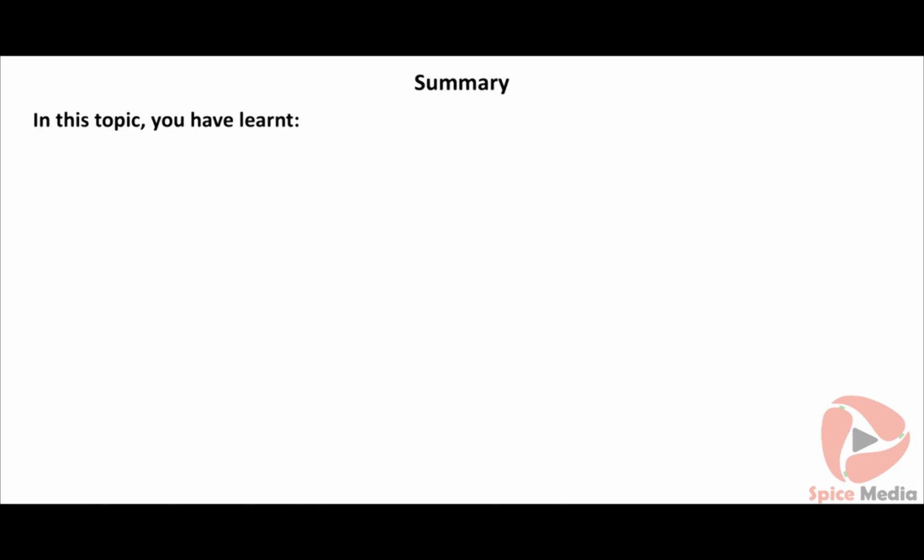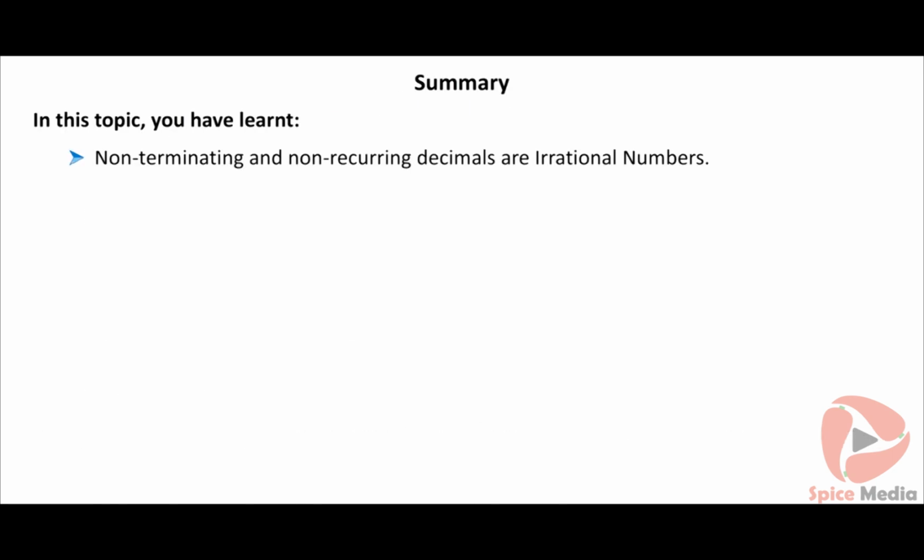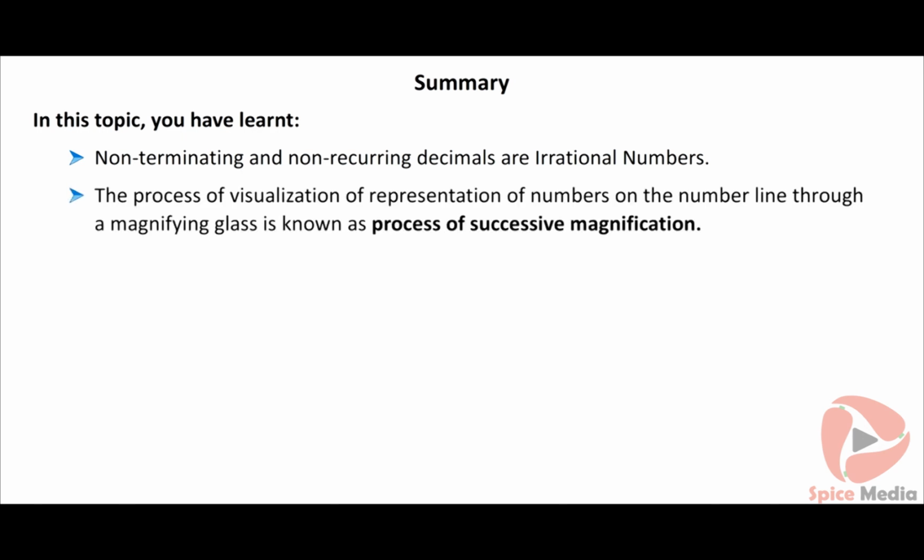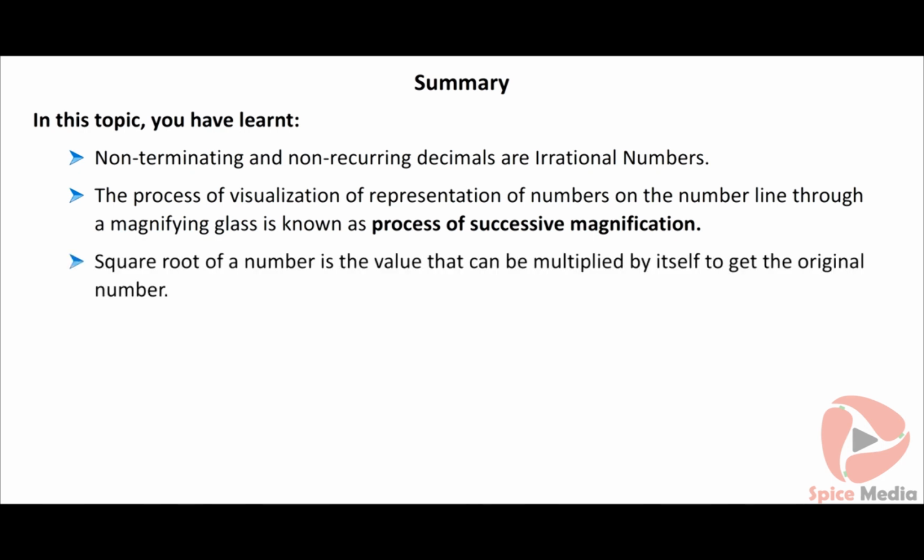In this topic, you have learned that non-terminating and non-recurring decimals are irrational numbers. The process of visualization of representation of numbers on the number line through a magnifying glass is known as the process of successive magnification. The square root of a number is the value that can be multiplied by itself to get the original number.